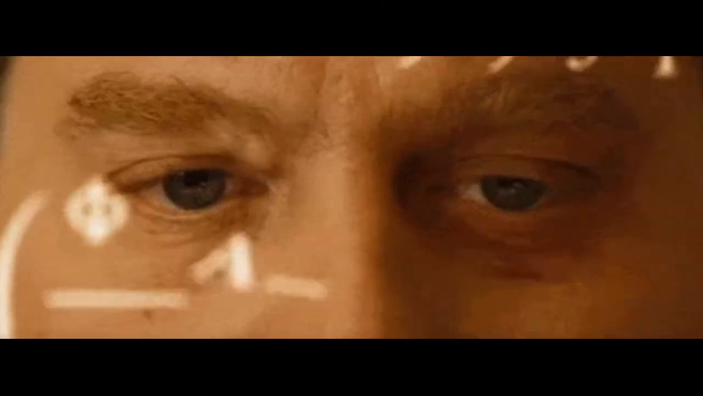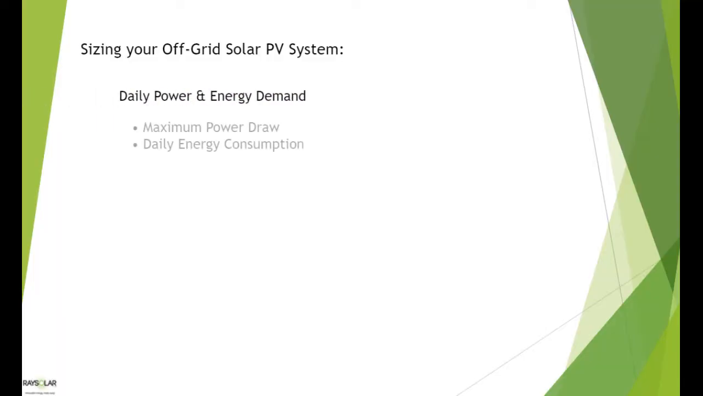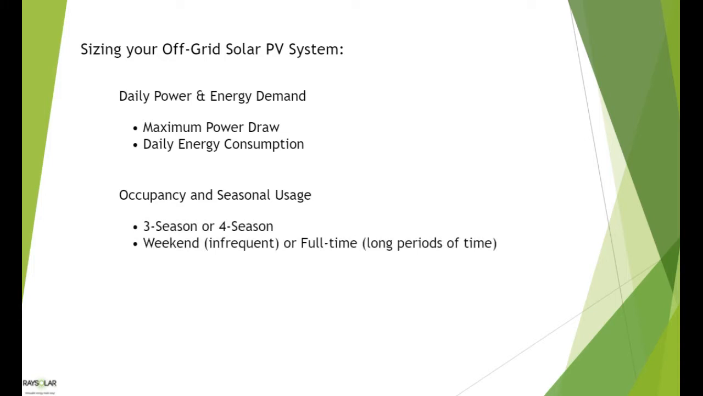Now that we've reviewed the basic concepts, let's break it down a bit further. When sizing your system, you want to consider the maximum power draw at any one time and the daily energy consumption over a 24-hour period. The occupancy and seasonal usage is broken down into the following variable combinations. These usage scenarios allow us to rate a system to allow for the available sun hours per day, depth of discharge, and days of autonomy.